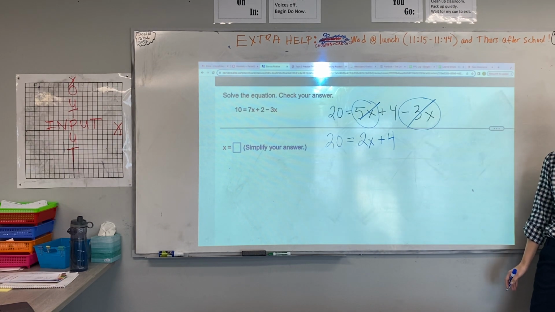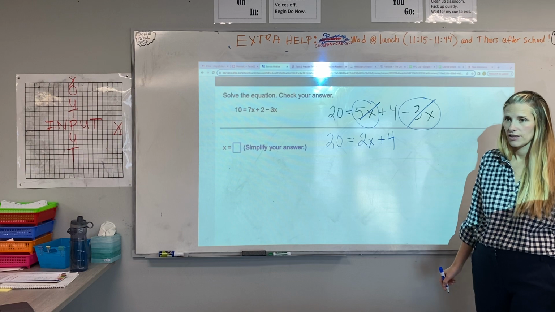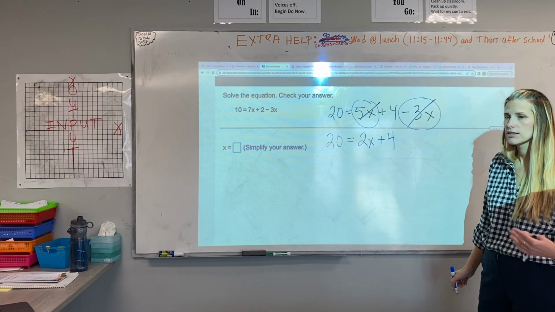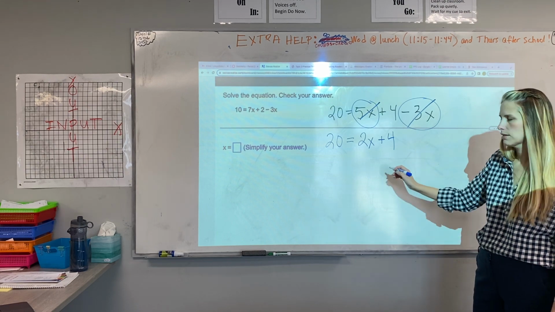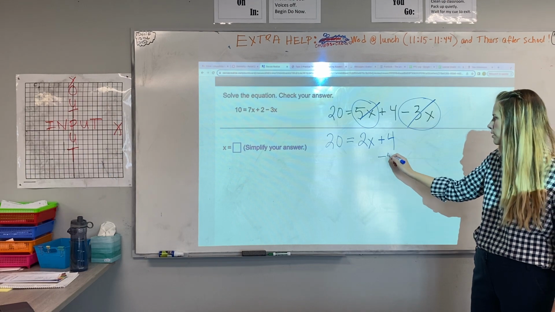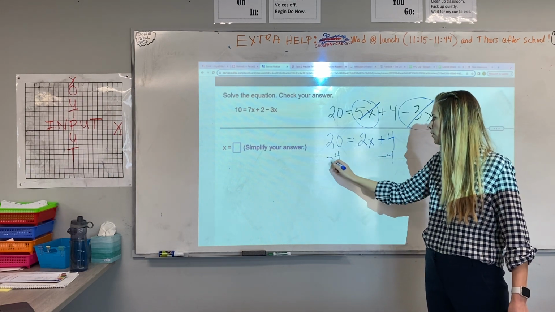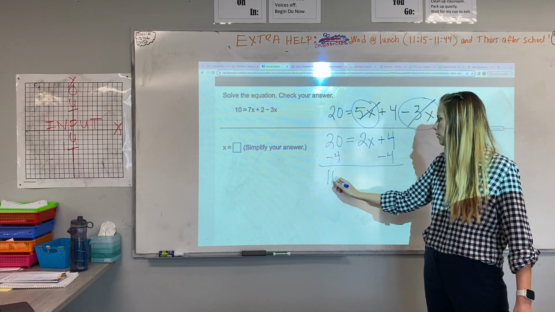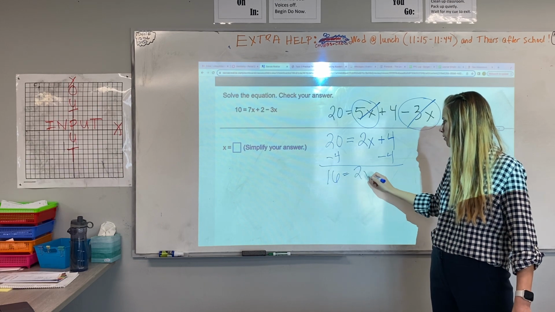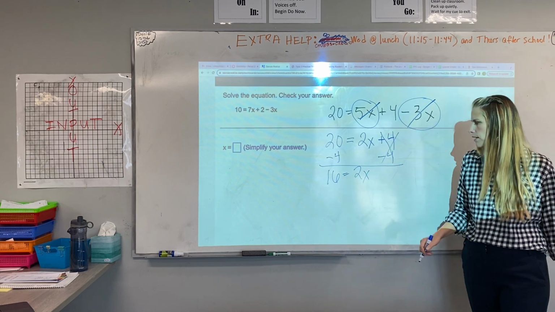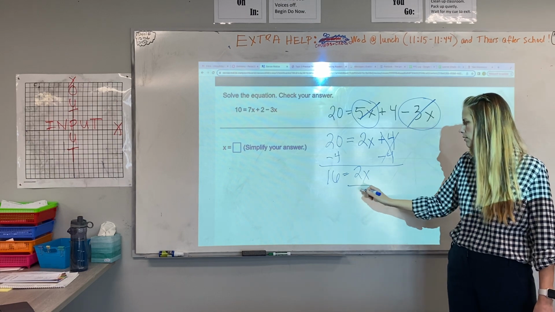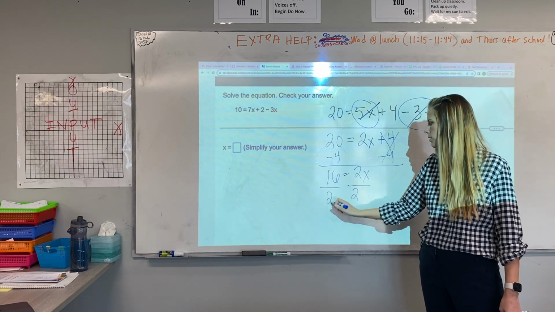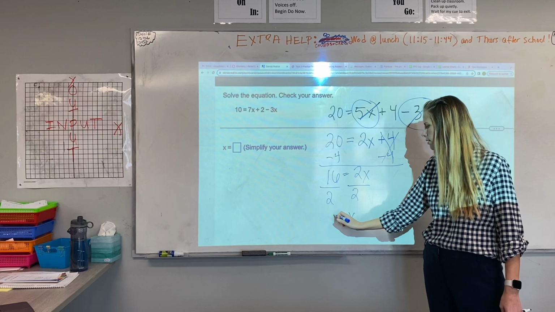And then the last thing I need to do is solve for x. You subtract 4. Good. Cancel, cancel. What do I do? Divide 2 over 6. Divide by 2 on both sides, and I get x equals 8.